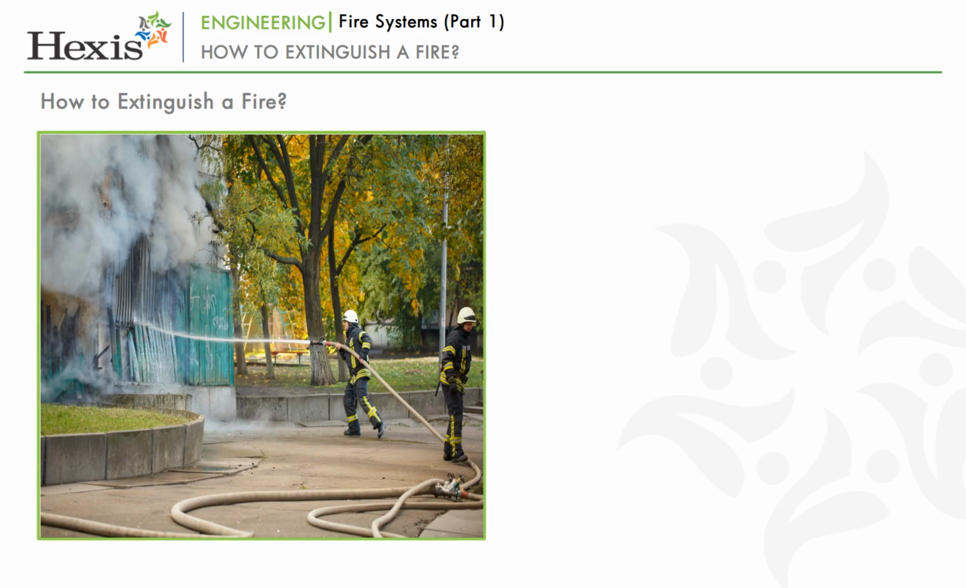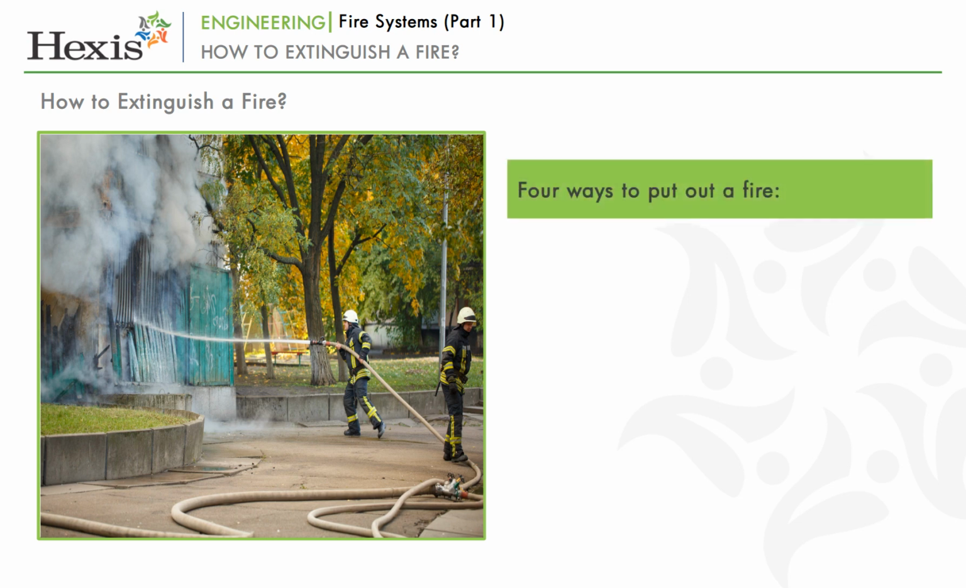Next, let's understand how to extinguish a fire. As we have seen earlier, there are four essential elements for sustaining a fire. Removal of any of these four elements can get the fire under control. Therefore, there are four ways to put out a fire.